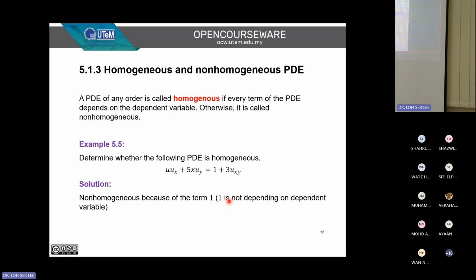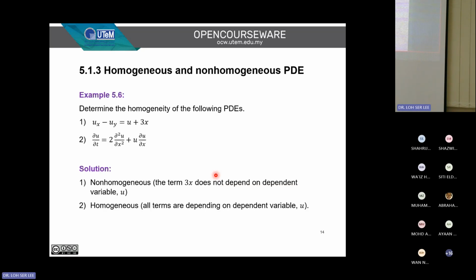The explanation: this one is not depending on the dependent variable. This one depends on u, this one depends on u, this one also depends on u. But this one does not depend on u. Okay, now example number 1.